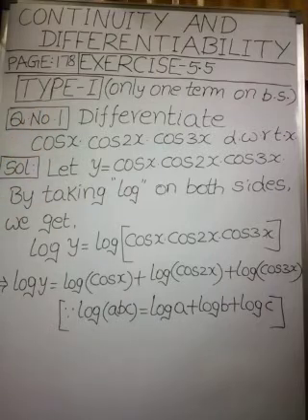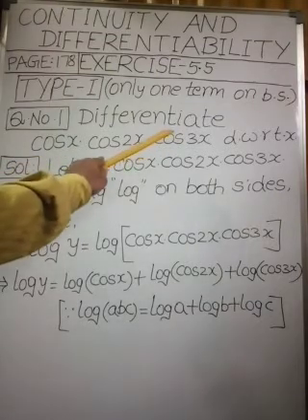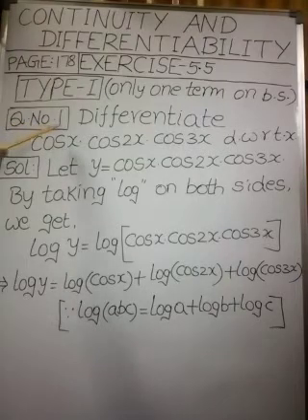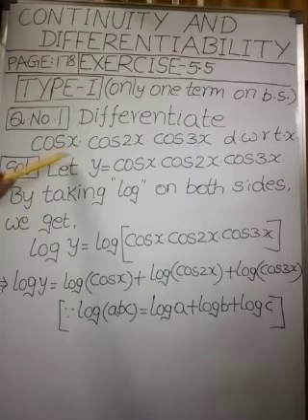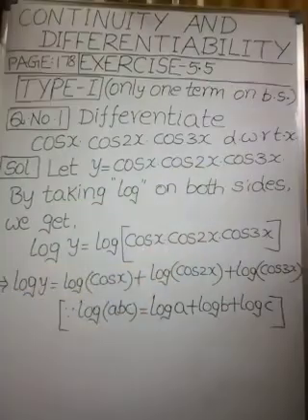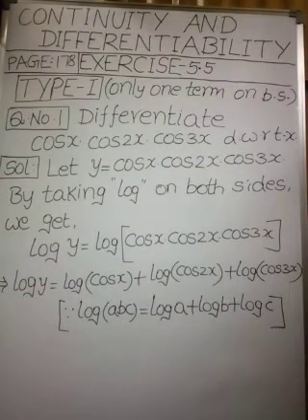Previously I told you question numbers 1, 2, 3, 5, 14 and 15 are all of the same type, type 1. Okay my dear children, if we observe the function, there is one and only one term which we are going to differentiate. So we follow these steps. See the first question, question number 1. Differentiate cos x into cos 2x into cos 3x with respect to x.